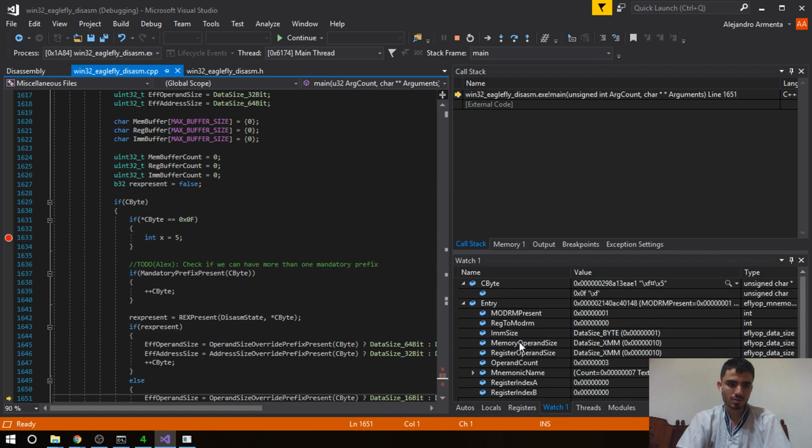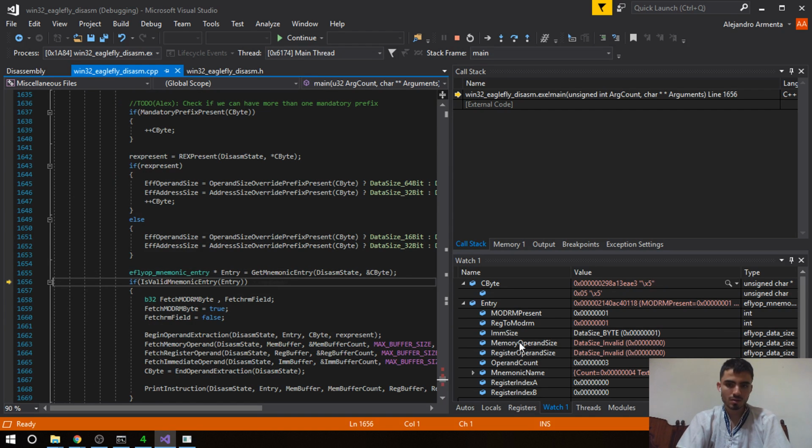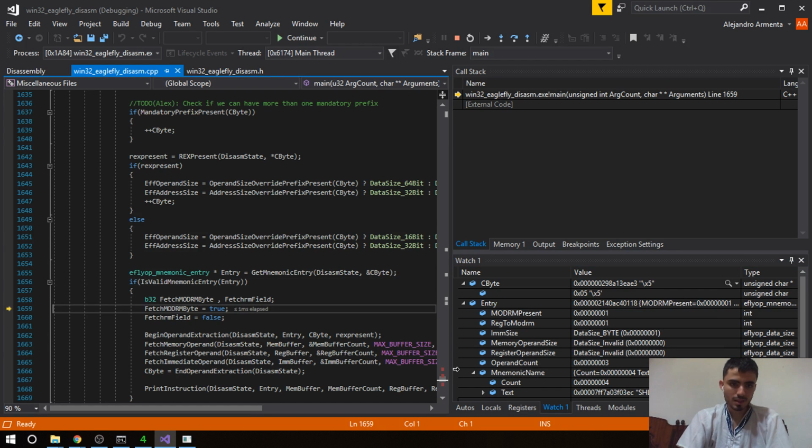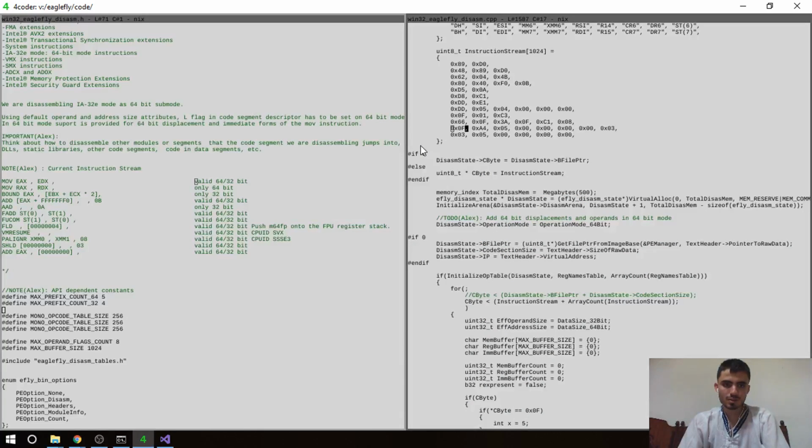I don't remember. We get, yeah, this is a shift left double. It's correct. It's valid. There you go. We have a mod RM. Yeah, we have a direct to mod RM. Oh, it's because the register operand size is invalid. That's the problem. There you go. So we have to change that as well.